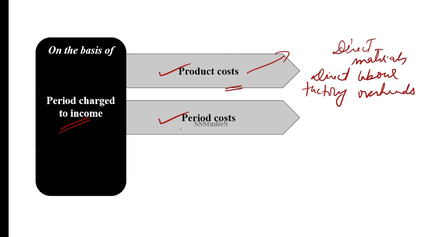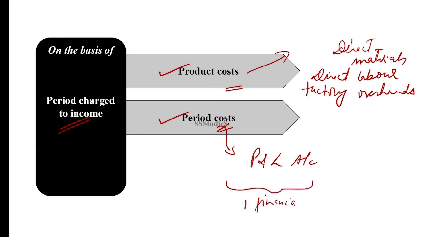So based upon the period charged to income, the cost can also be period costs. Now, period costs are indirect costs that are incurred in production, and these are incurred even if there is no production. Whether there is production or not, these costs have to be incurred. And since it is a period cost, it is charged to the profit and loss account. And as you all know, profit and loss account is prepared for a particular duration. Usually, it is for one financial year.